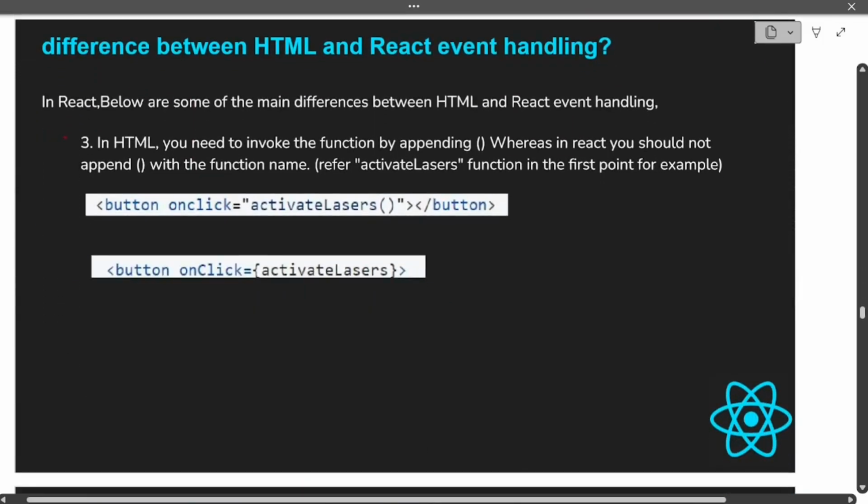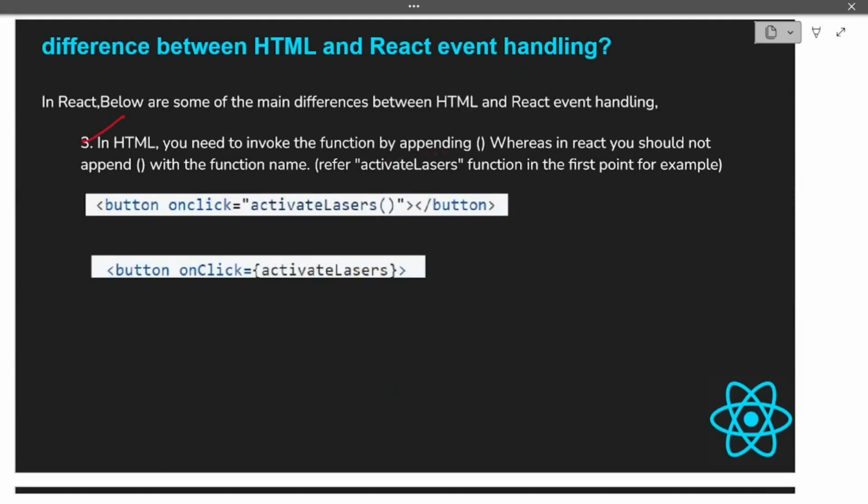Now let's see the third difference. In React, we do not invoke a function by appending brackets, whereas in HTML we have to append the brackets. For example, we have an onclick event handler which is calling a function activateLasers. We have to append the function name with these brackets, whereas in React we directly write the function name. So this is the third difference.